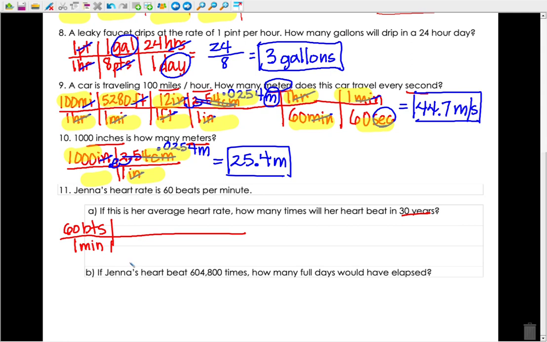So what do we know? Well, we know that 60 minutes is in 1 hour. Okay, and this gets rid of my minutes. I'll need some more space in my table here because I want to go from hours to 30 years. So that means I need to get from hours to days. And there are 24 hours in 1 day.